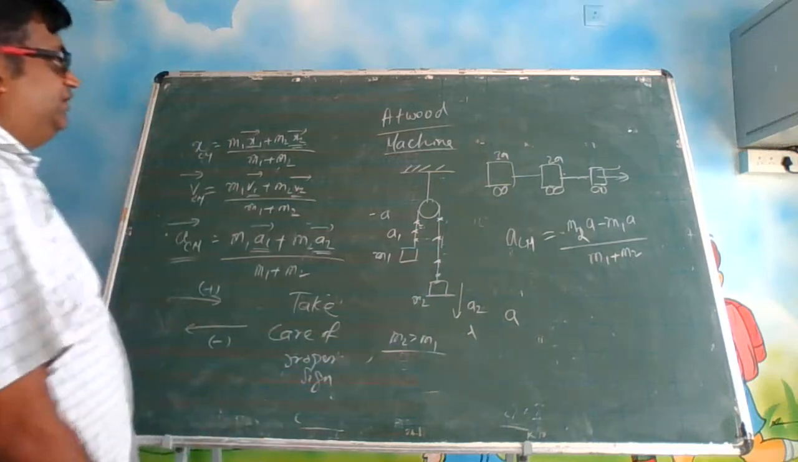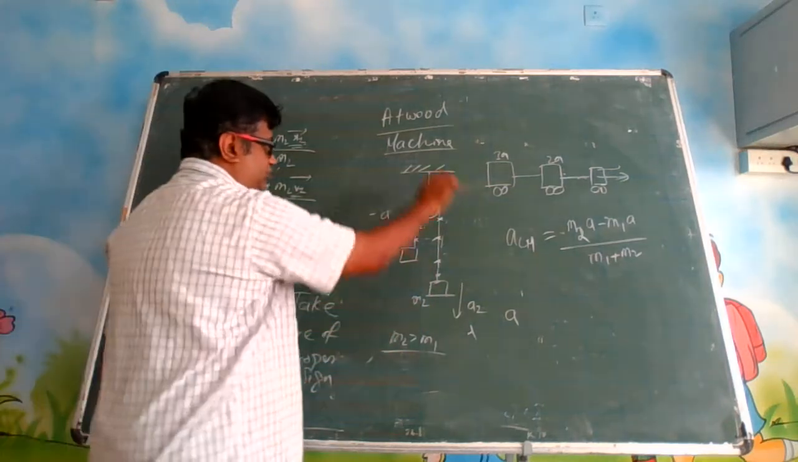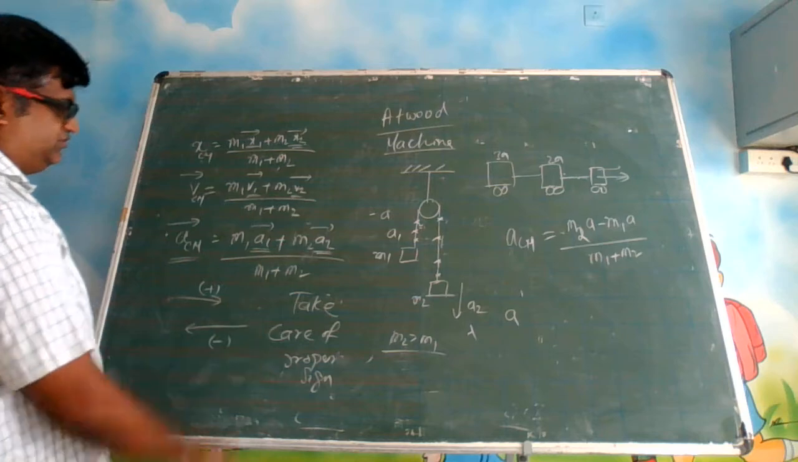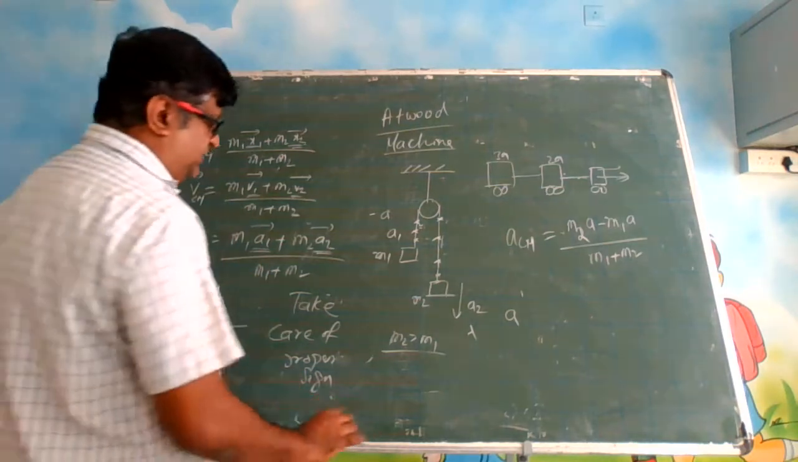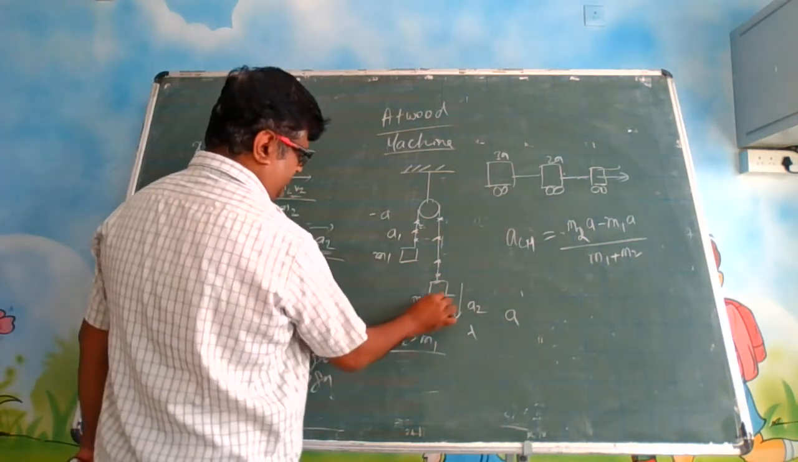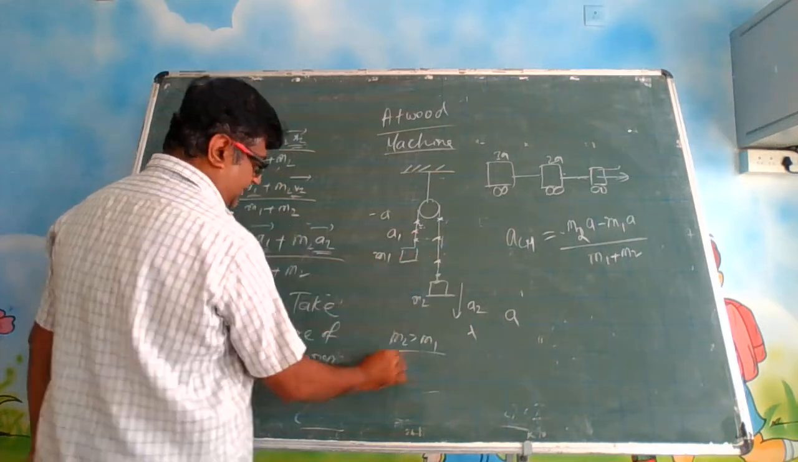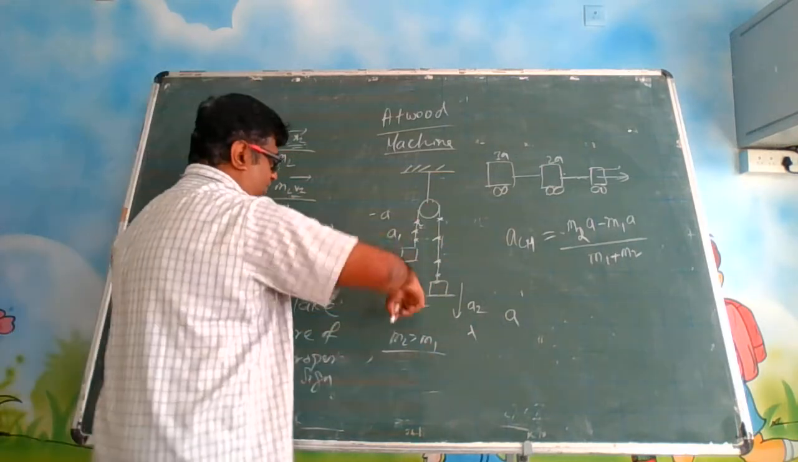Anytime in the wording you see Atwood machine, this diagram you should remember. That is the purpose of drawing this. Okay? And the question is, you have this system like this. There are two masses, M2, M1. M2 is greater than M1. This is going down, this is going up.